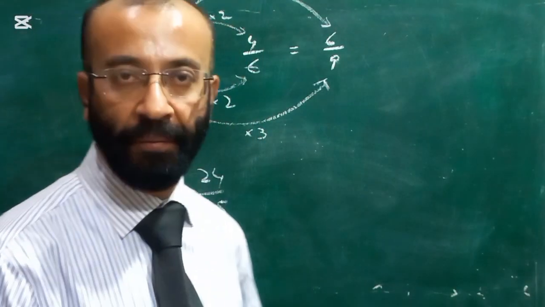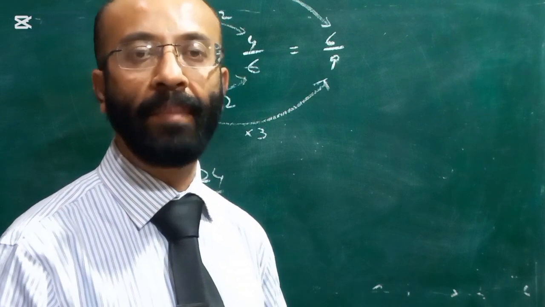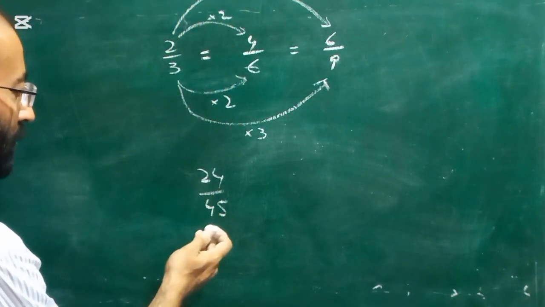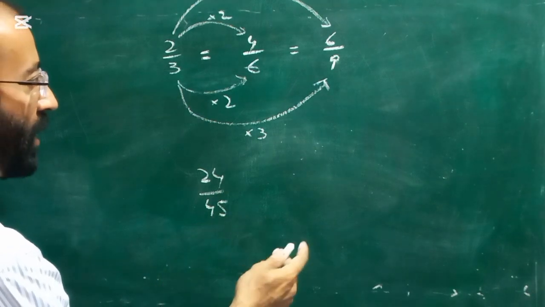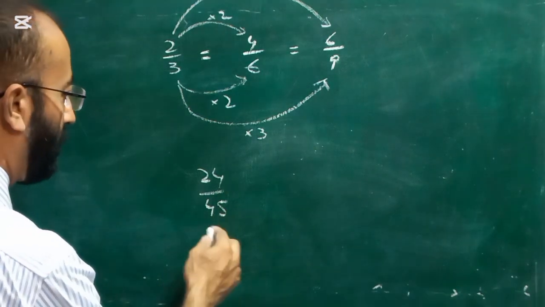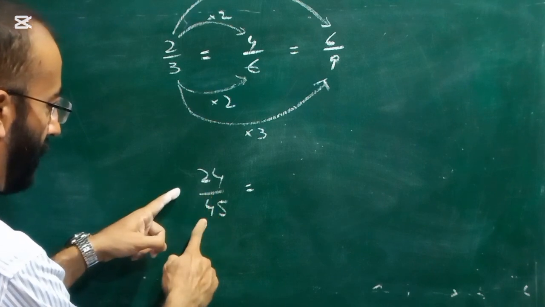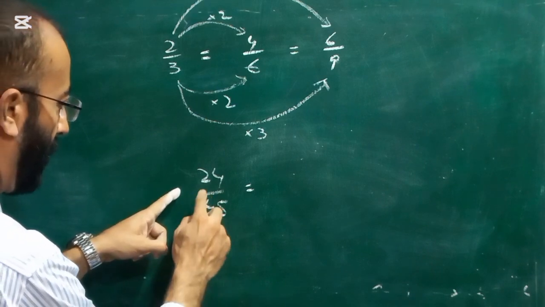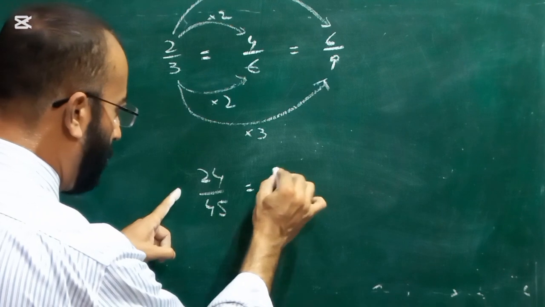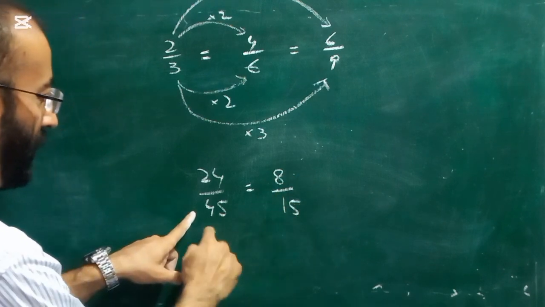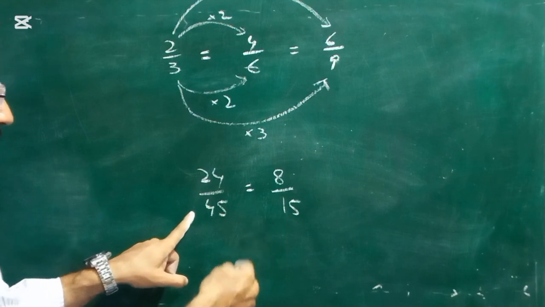We can divide by the same number to get the equivalent fraction as well. So if this number is given and we are required to find the equivalent fraction of this one, for example, these two numbers are coming in 3's table. So 3 8s are 24 and 3 15s are 45. So this may be one equivalent fraction.